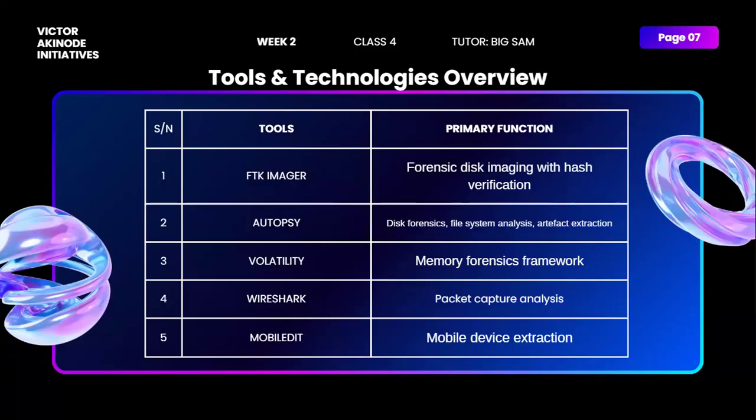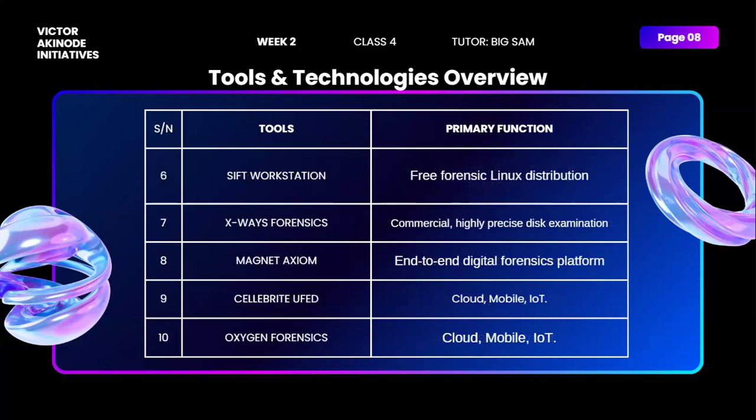Mobile Edit is a mobile device extraction tool where you can extract everything happening on your device. You can image a complete phone and get everything, even deleted images, chats, call logs, and any other thing that is happening on that particular phone.